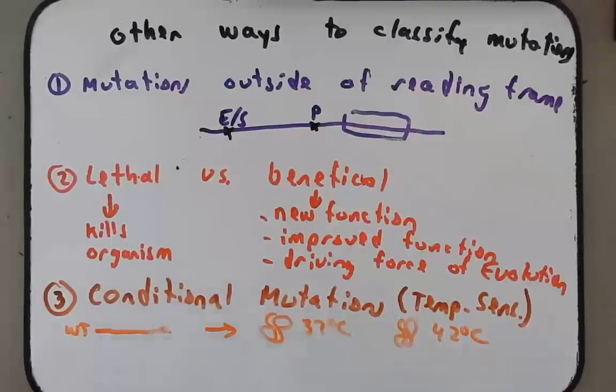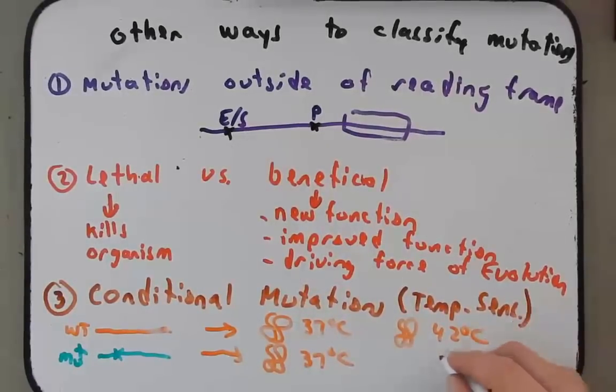However, if you have a mutation on this gene that changes the nucleotide sequence, maybe at one temperature it folds just fine. But at a higher temperature, like 42 degrees Celsius, maybe it doesn't fold fine, and now it's non-functional. There's a lot of different ways you could look at this. It could be that now it has an improved function. It could now have a lethal function.